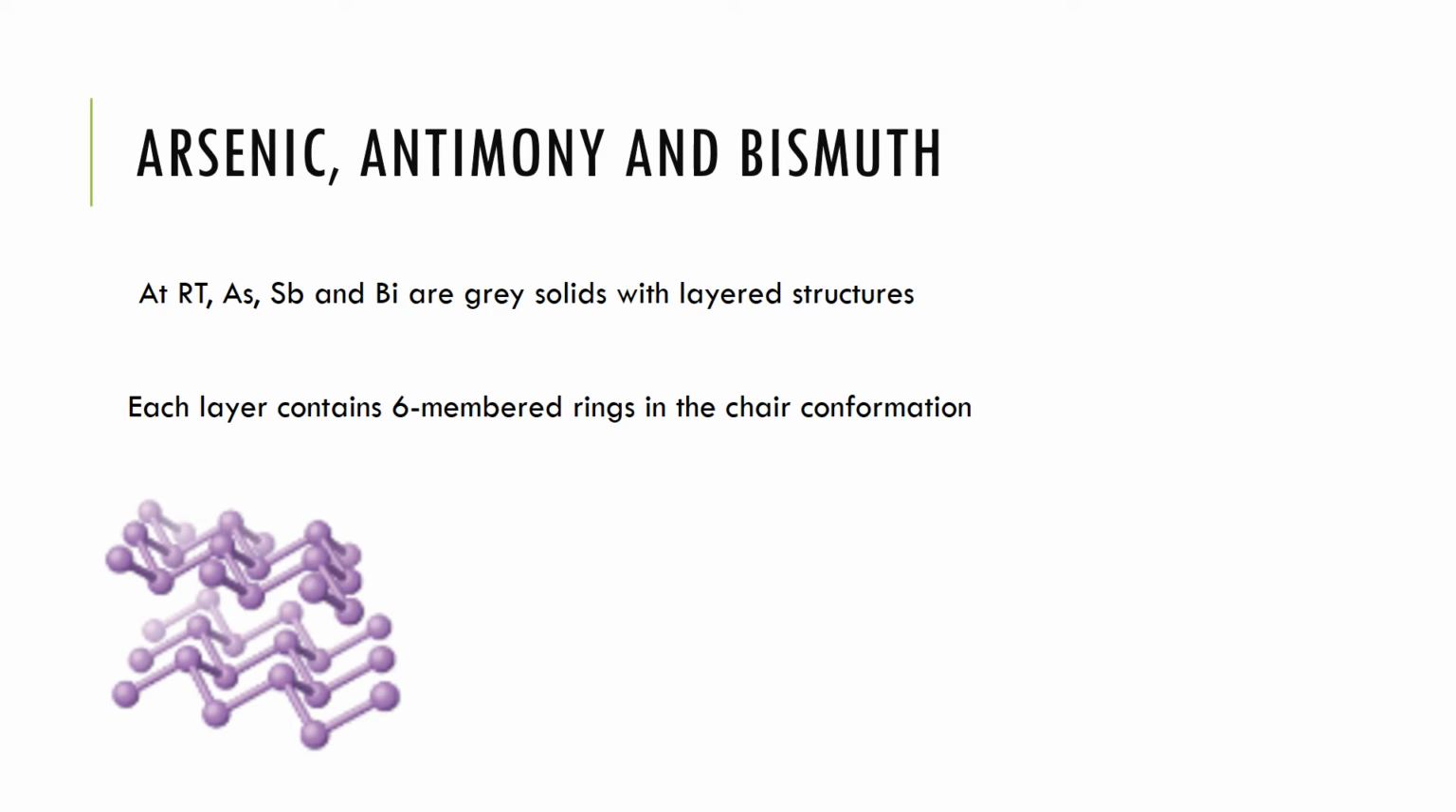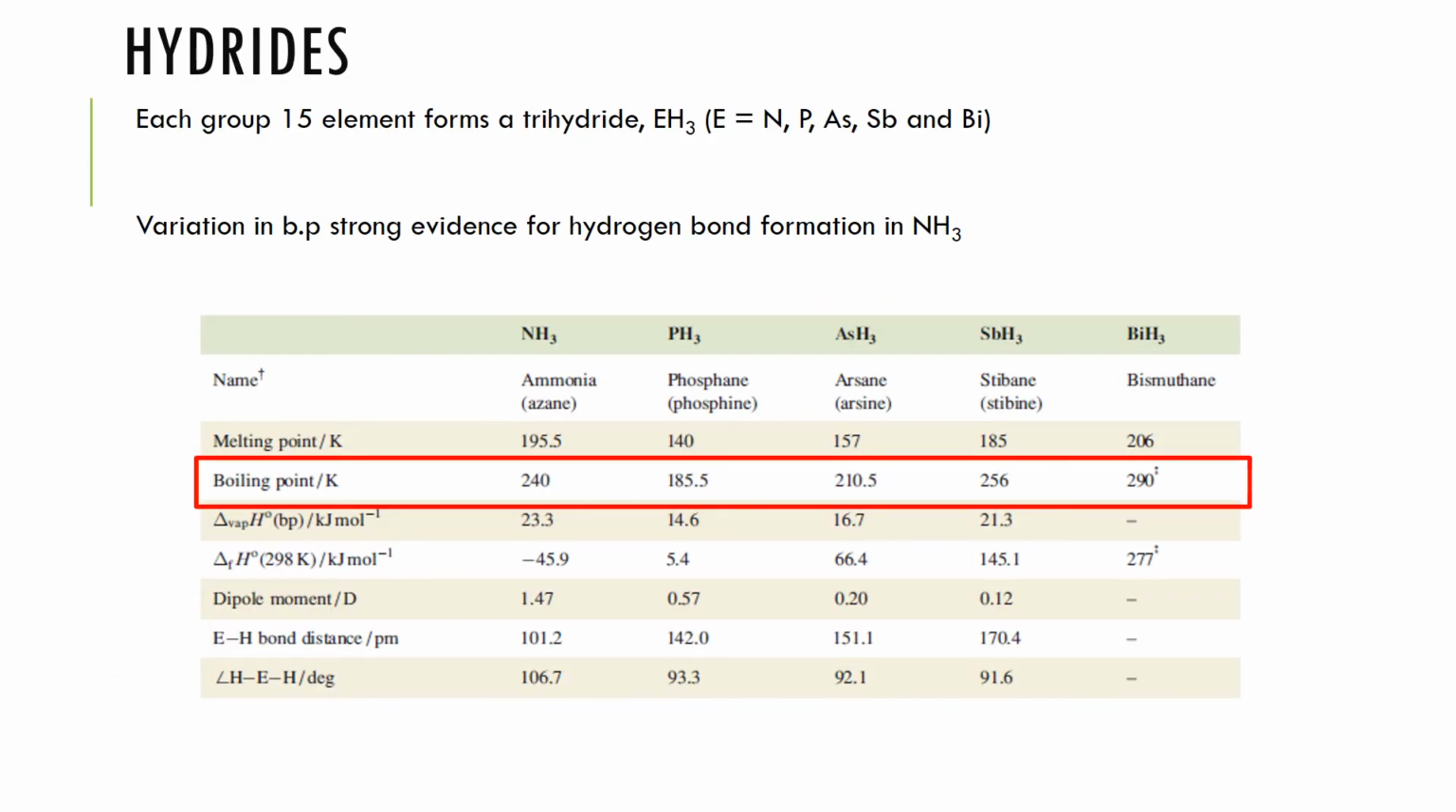Arsenic, antimony and bismuth are all grey solids, and they all have these layered structures. Each layer contains a 6-membered ring in that chair conformation that you see there. Now, each of the group 15 elements will form a trihydride, so I put the generic formula there as EH3, where E stands for element, and it could be any of the group 15 members.